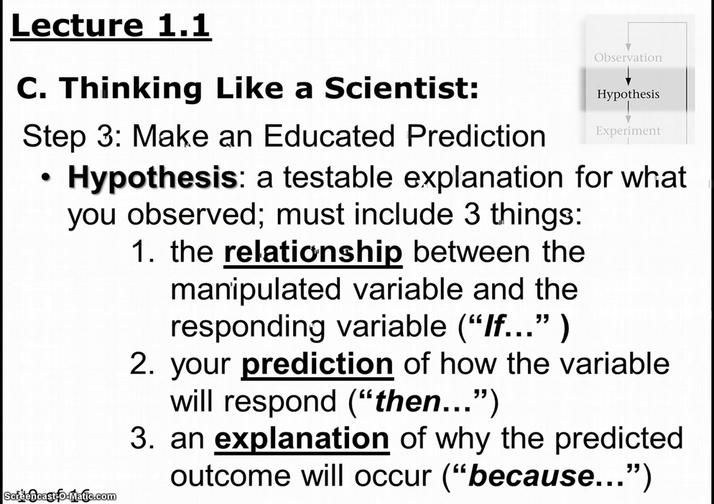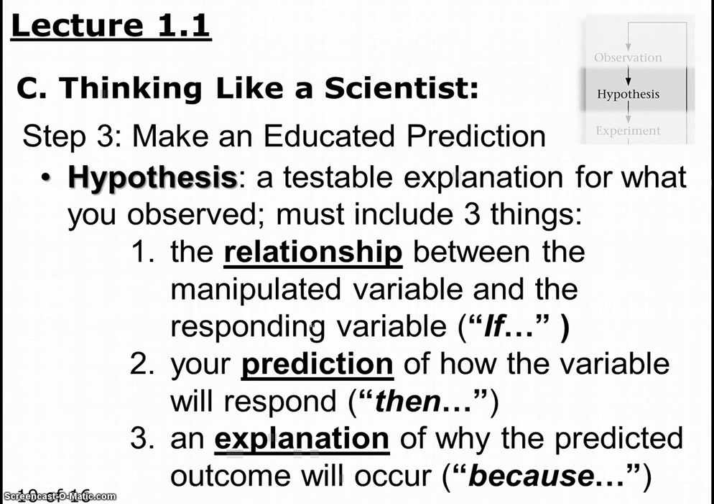The third step is to make an educated prediction. People often think of a hypothesis as an educated guess, but we don't want to make it a guess. A guess is just random. A prediction is actually based on knowledge, so you're trying to predict what will happen based on previous knowledge. A hypothesis is a testable explanation for what you have observed, and it must include three things.